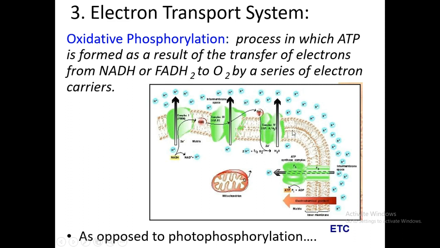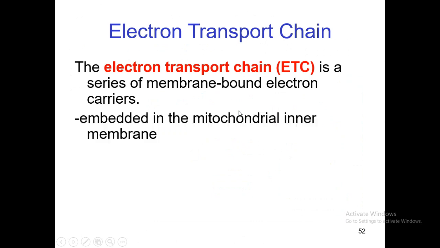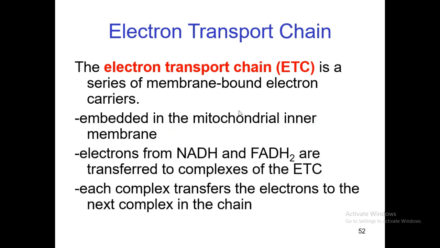This is what the electron transport chain looks like. This, guys, is just the inner mitochondrial membrane. Okay? The electron transport chain is a series of membrane-bound electron carriers, embedded in the mitochondrial inner membrane. You have to recall where the inner membrane is, which I discussed earlier. Electrons from NADH and FADH2, the ones we made from glycolysis and the Krebs cycle, are transferred to the complexes of the ETC. These complexes are just proteins.